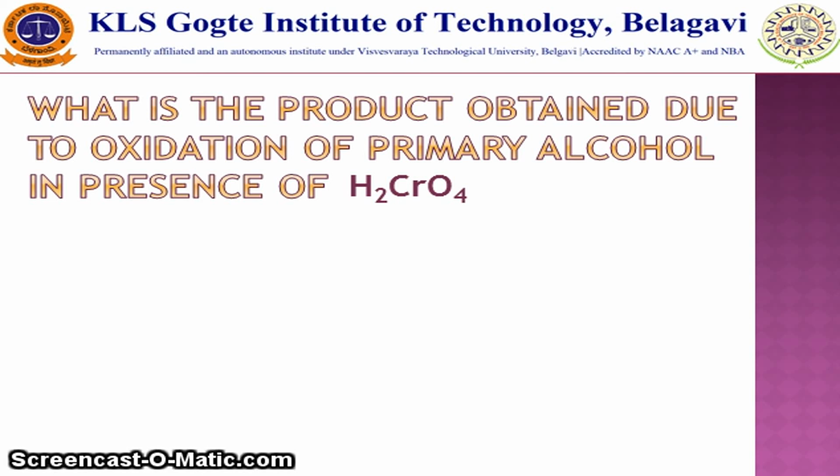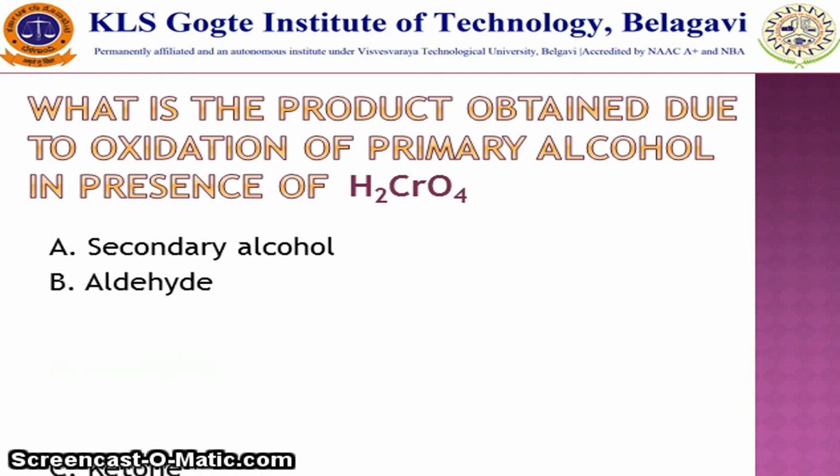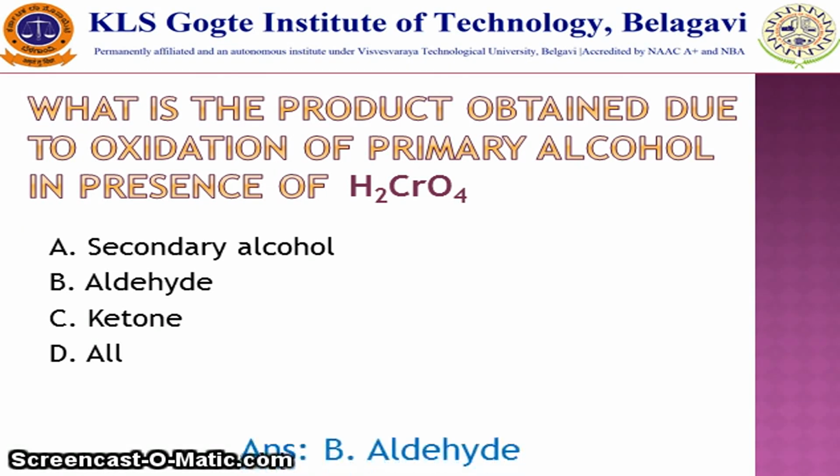We know that whenever primary alcohol is oxidized it gives aldehyde, and secondary alcohol gives ketone after oxidation. But if the oxidizing agent is very strong, then the aldehyde may undergo further oxidation to give acid. In this case, the four options given are secondary alcohol, aldehyde, ketone, and all of those. This is a mild oxidizing agent, so the answer should be B.